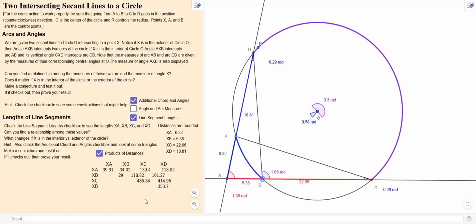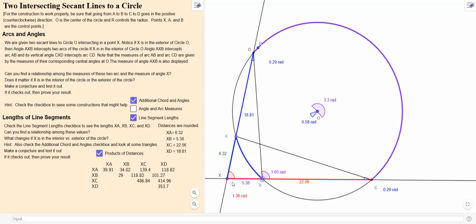Do you see them? There they are. XA times XD. Look at that. Again, it's the ones on the same line there. X to A times X to D is the same as this one, 18 point something. That's the same as this one. XB times XC. Well, that's the two on this side. X to B times X to C. Why is it true? Can you prove it?